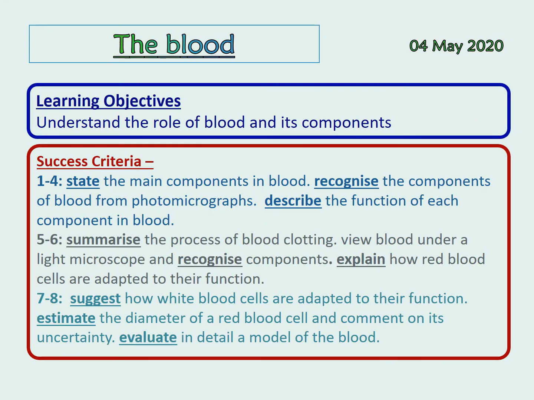Okay, so what we need to take from this lesson is knowing the different components of blood. So what is the blood made of, what the function is for each of those. Hopefully we should be able to recognize those if we saw them, and hopefully also for 7 to 8 we could suggest how some of them are adapted for their function.